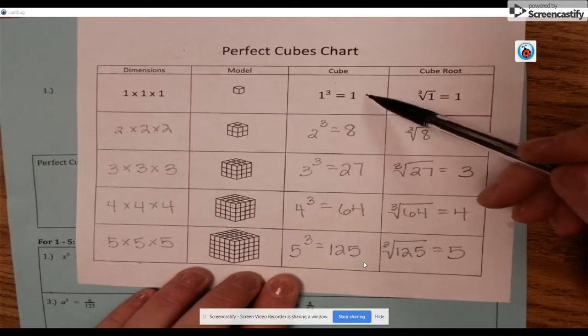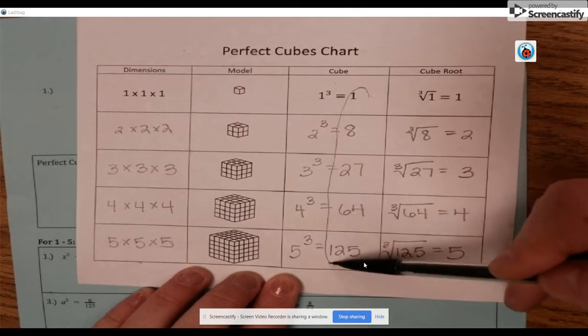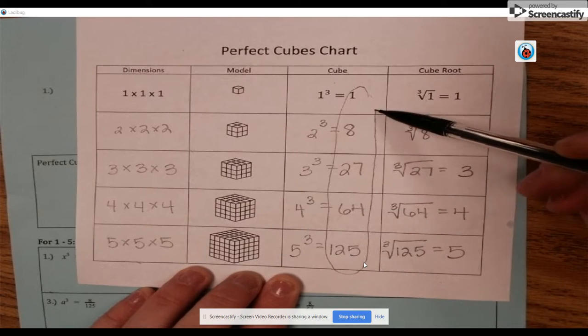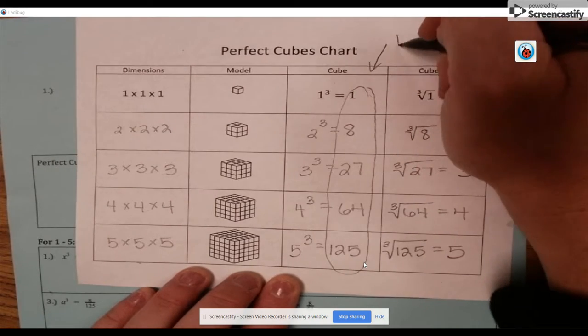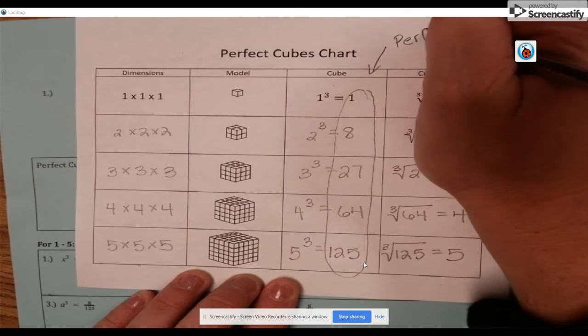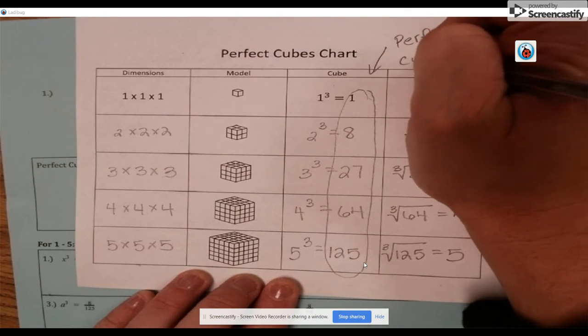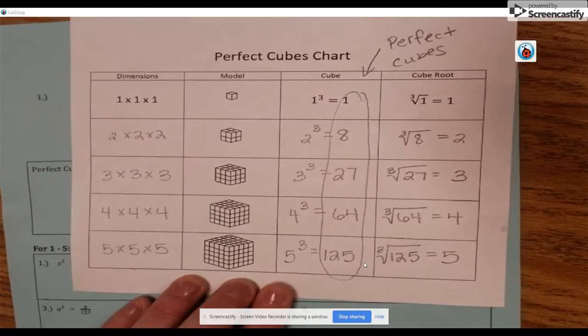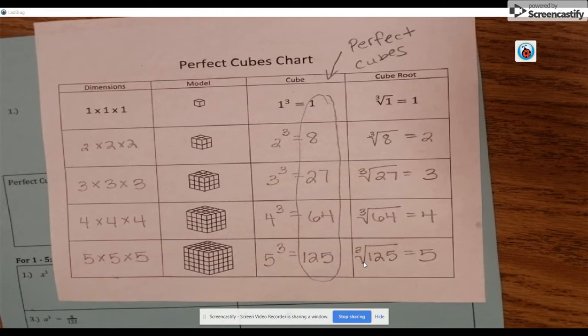So these numbers right here, 1, 8, 27, 64, and 125 are your perfect cubes. Those are the ones that you're going to want to memorize. You'll find out if you tried more, they get really big really quick. I'm going to stop this video here because it'll cut me off at 10 minutes, and then we'll continue with the rest of the notes in just a second.